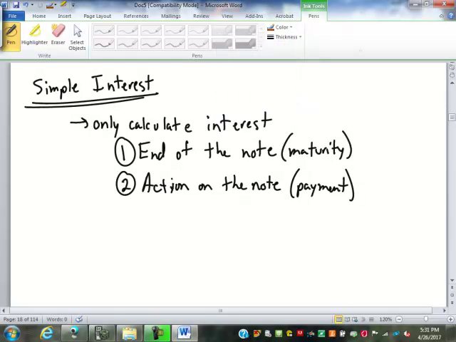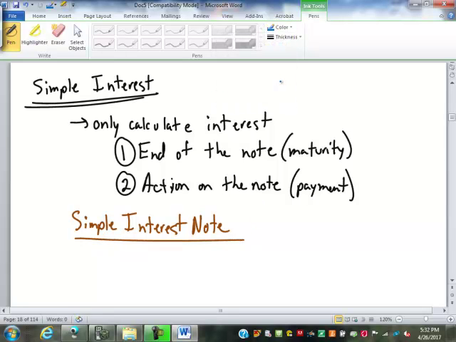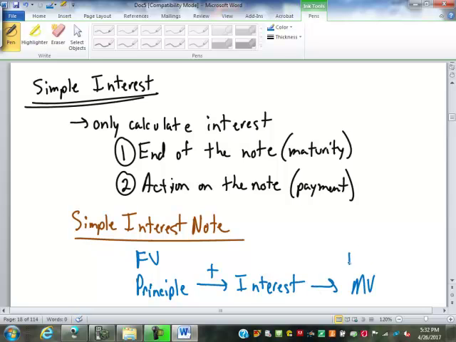We had two types of simple interest notes. We had the simple interest note. And you recall that was where the face value was equal to the principal. And to that you added interest to get the maturity value, which is what you paid back.